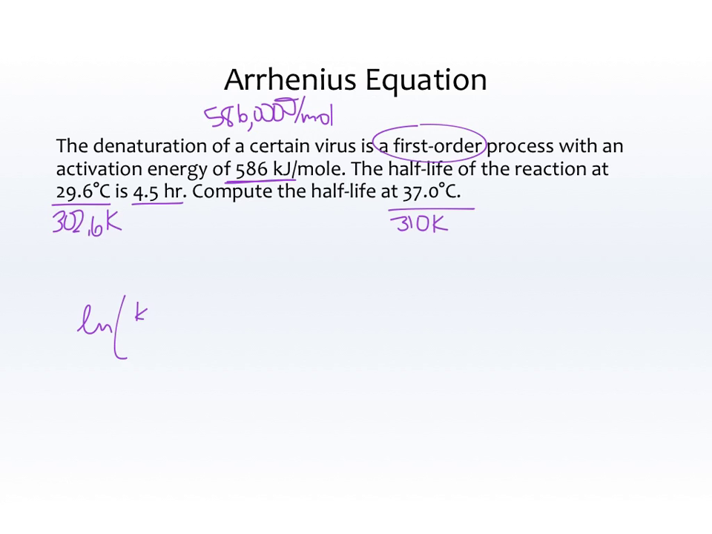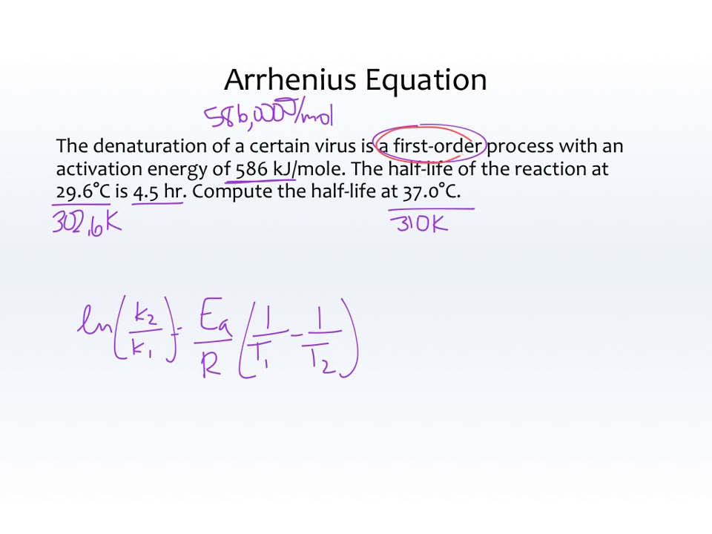ln of K2 over K1 is equal to EA over R times 1 over T1 minus 1 over T2. Now we're not using the other form of the Arrhenius equation because we have two temperatures and two Ks to solve for, so the other one only accounts for one temperature or one K. Now, K, that's going to be a rate law constant, which is not given anywhere in the problem. How can we solve for rate law constant?